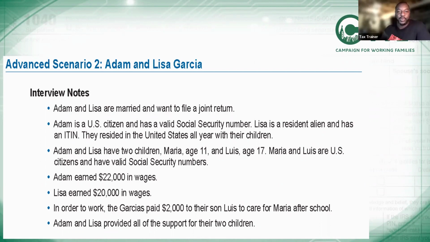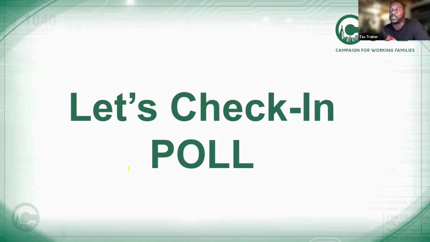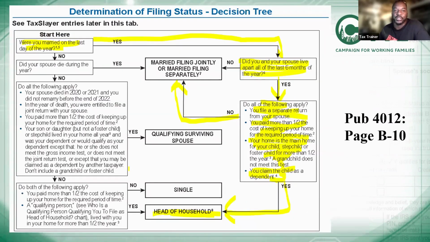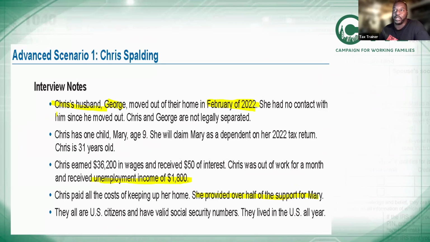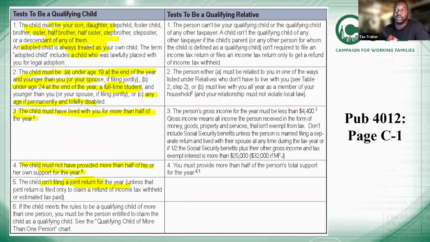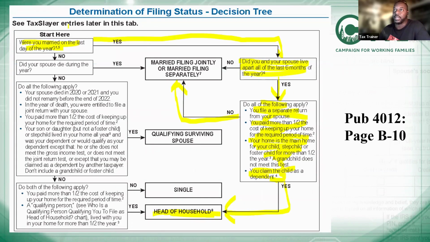All right, so I'm going to end the poll, and I have answers all across the board. So I want to make sure we're on the same page. The question is about Chris. Does Chris qualify for the earned income credit? Chris is the person that's filing head of household. George is the spouse, to make sure we know who is who. So Chris has a dependent in the household. Chris is married. George left, so the spouse was not in the house the last 6 months of the year. So they're head of household.